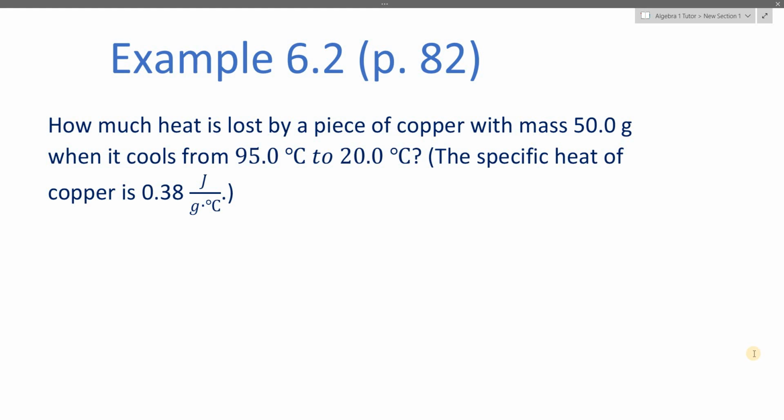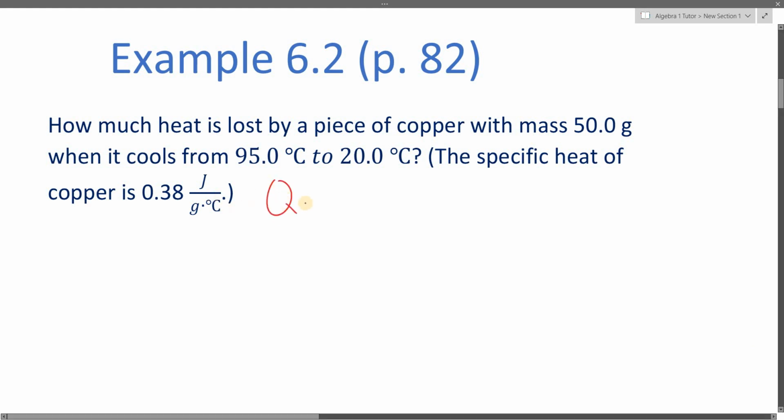So what we're going to do is write out our formula. The formula for this is Q is equal to MC delta T. I'm looking for the amount of heat, how much heat is lost. That's going to be my Q value here. So I'm looking for that before the end of this problem. We have a piece of copper with a mass of 50 grams. So at this point, we can write down what we have. Our mass is 50 grams. The temperature starts at the initial temperature, 95 degrees, and it will end at the final temperature of 20 degrees. And so that's what we have so far. And then we have our C value right here, the specific heat for copper, C Cu.